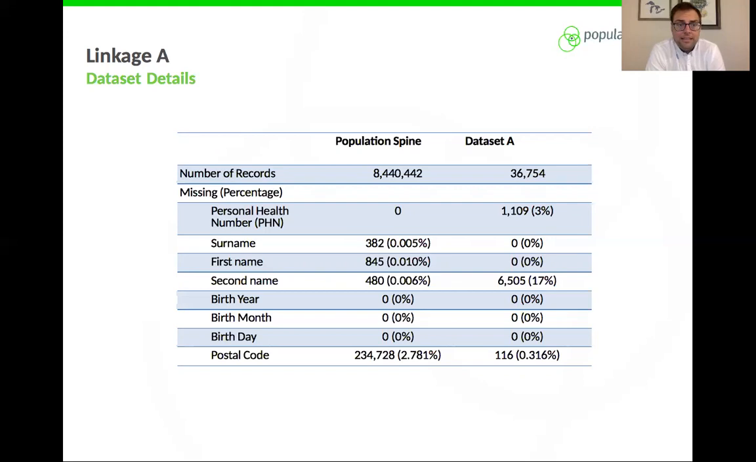For this project, we took a look at 2 different data sets, which I'll refer to as data set A and B. The first data set A is a fairly small data set with about 37,000 records that we link annually at PopData. There's very little missing data in this data set, and the vast majority of records have a personal health number, which is a unique identifier for everyone registered in the public health system in BC. So we consider this a very well identified and well understood data set.